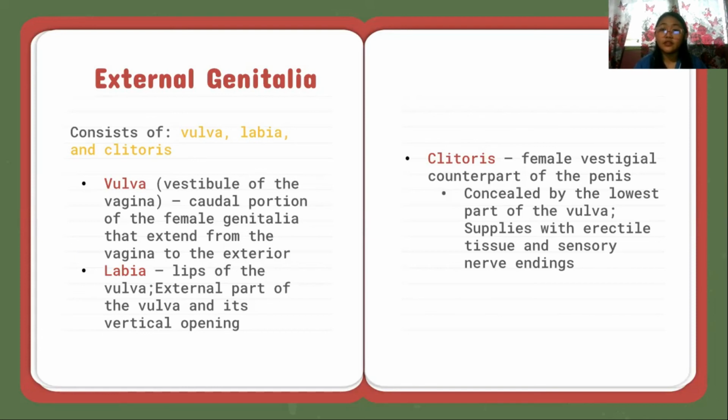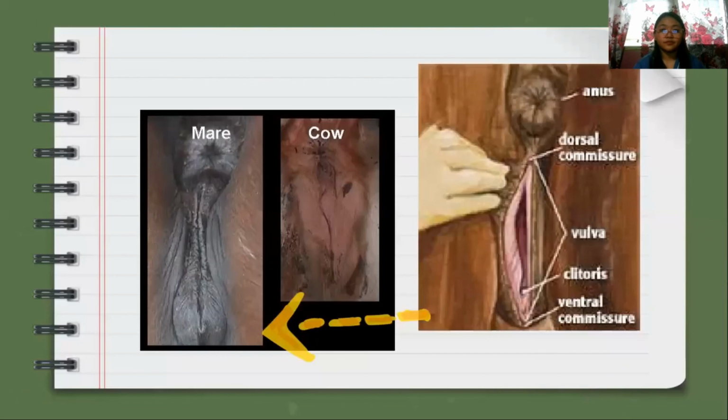And then we have the clitoris. This is the female vestigial counterpart of the penis, and it is concealed by the lowest part of the vulva, and this supplies the erectile tissue with sensory nerve endings. Here we can see the external genitalia of the mare and the cow, and here we have the mare's anus, dorsal commissure, the vulva, the clitoris, and the ventral commissure.